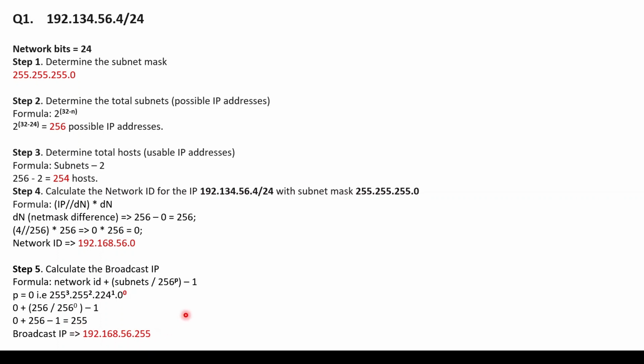Okay, so the first IP address, which is the network ID, is 192.168.56.0, which we have found. And then the last one, which is the broadcast IP, is 192.168.56.255, which is the end of the IP addresses in this range. Let's move on to the next exercise to understand better.